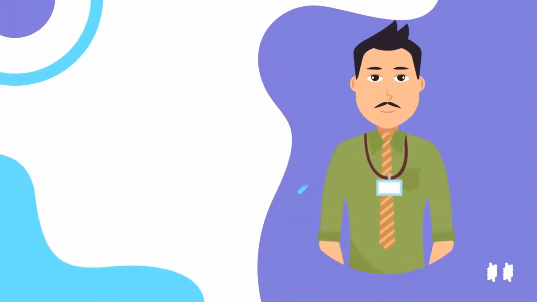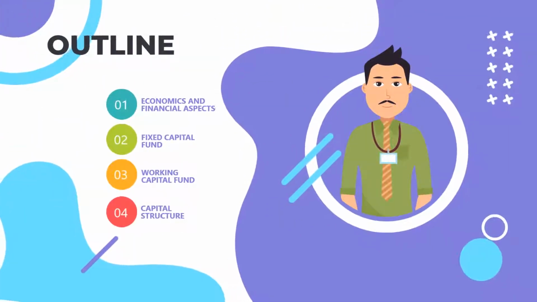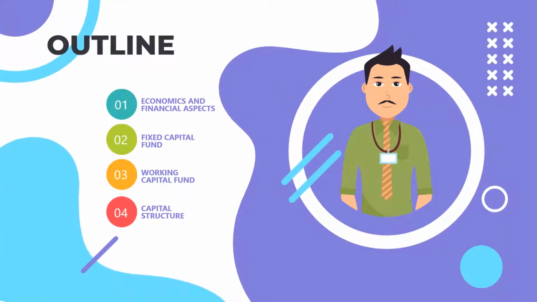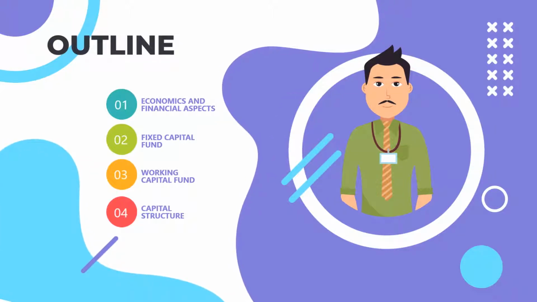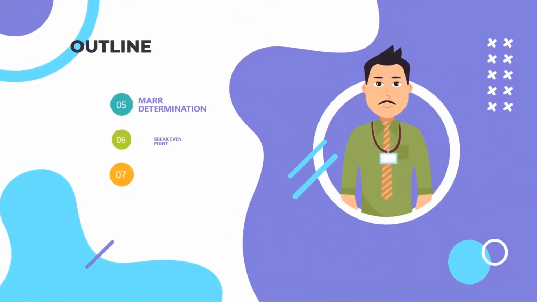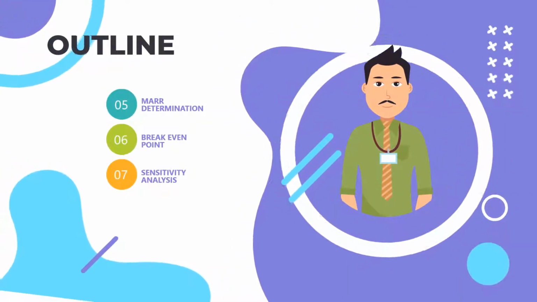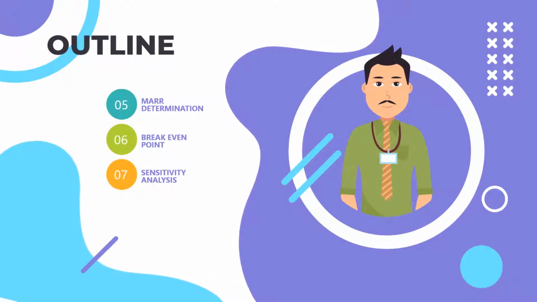For the outline of this meeting, namely: 1. Economic and financial aspects. 2. Fixed capital fund. 3. Working capital fund. 4. Capital structure. 5. MARR determination. 6. Break-even point. 7. Sensitivity analysis.